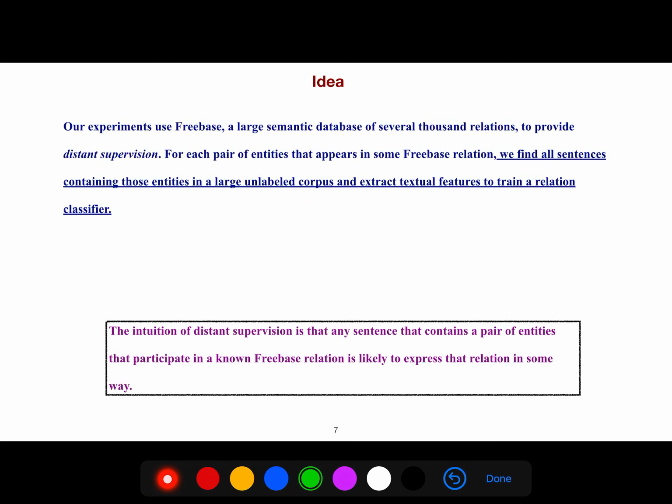So the idea is that our experiments use Freebase, a large semantic database of several thousand relations, to provide distance supervision. We find all sentences containing those entities in a large unlabeled corpus and extract textual features to train a relation classifier. The intuition of distance supervision is that any sentence that contains a pair of entities that participate in a known Freebase relation is likely to express that relation in some way.